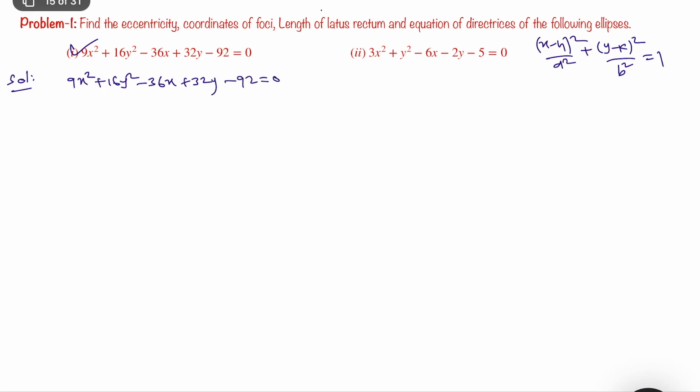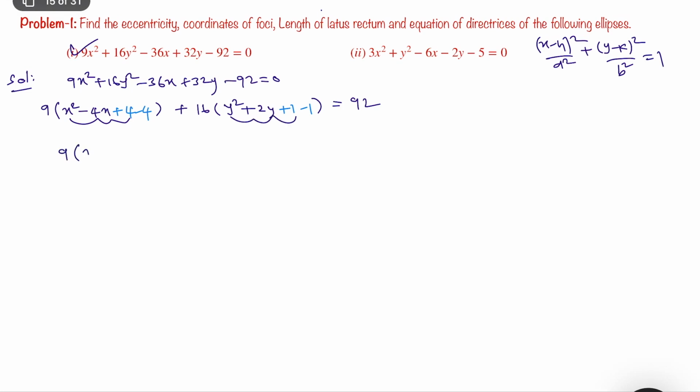First let me separate x terms, y terms and constants like this. If I take 9 common from the x terms, I will have x square minus 4x. If I take 16 common from the y terms, I will have y square plus 2y. Then 92, let me write out here. I want to complete the square for these x terms and y terms. So here let me add and subtract 4, and here let me add and subtract 1. Now from these terms I can complete the square.